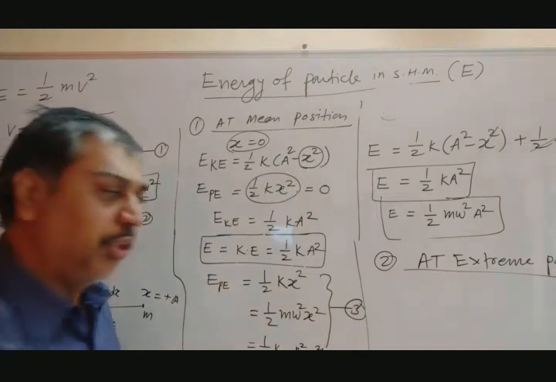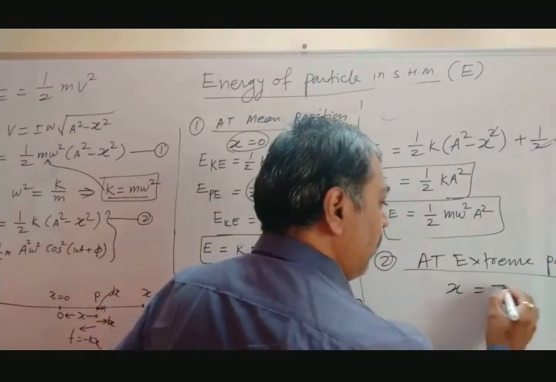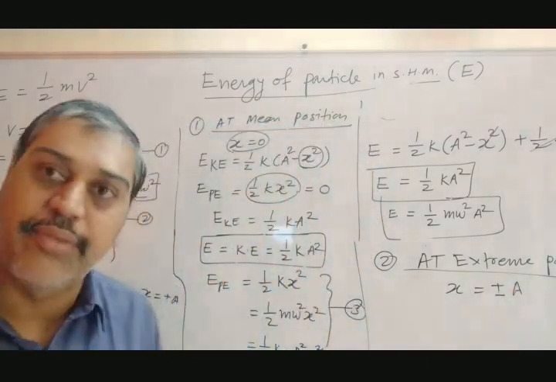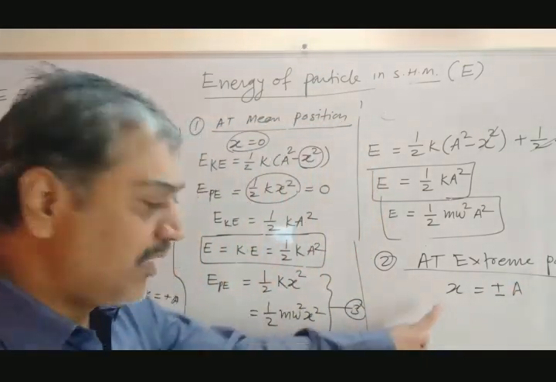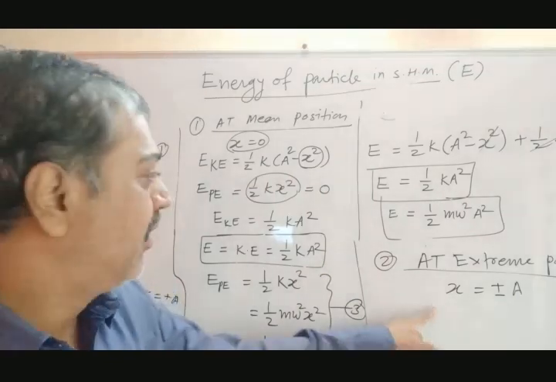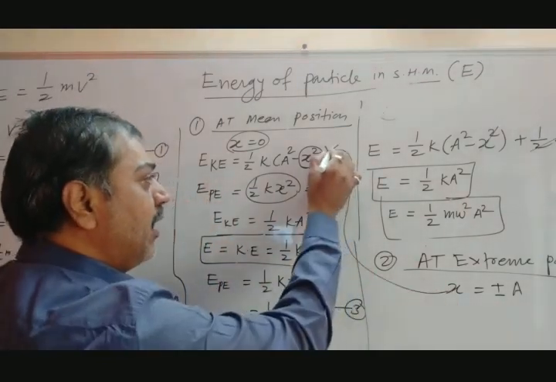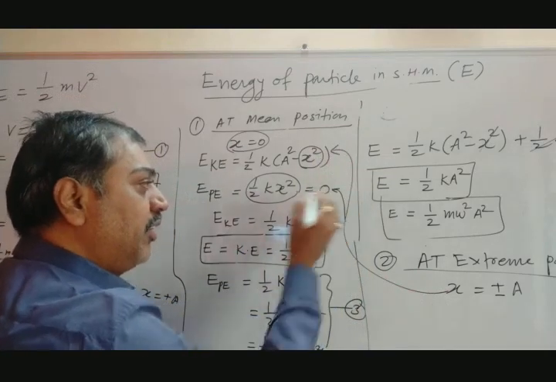At extreme position, what is the value of x? x equals plus a to the right side, minus a to the left side. So x equals plus or minus a. Put this value of x equal to plus or minus a again in the kinetic energy, as well as in the potential energy.